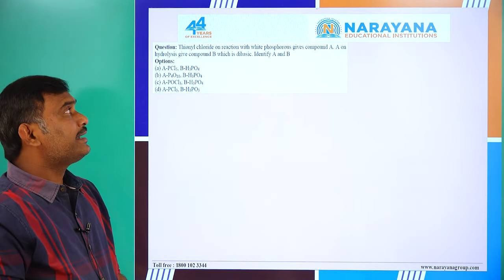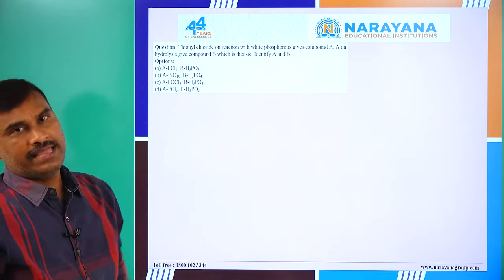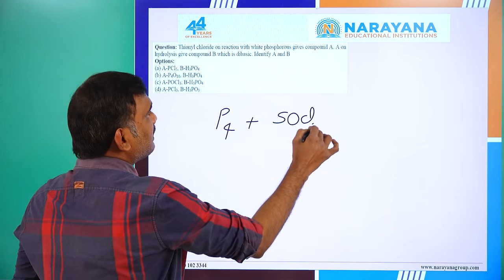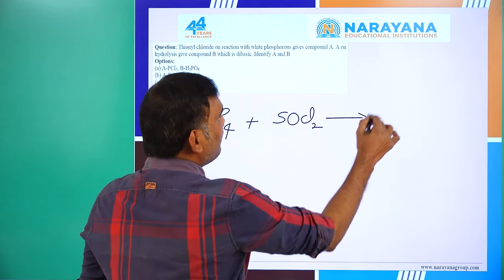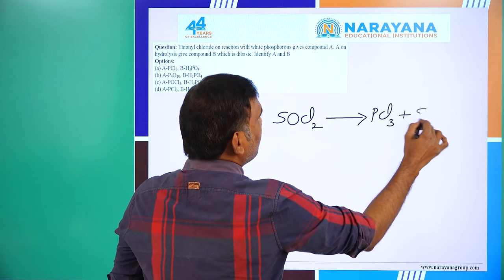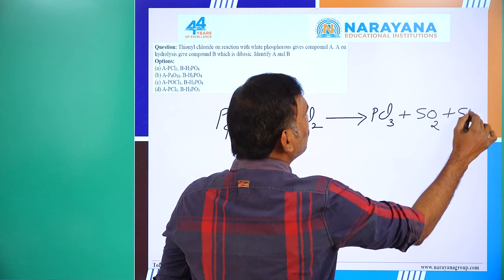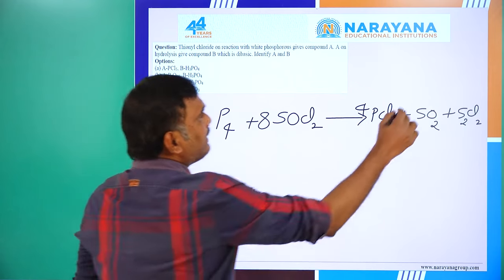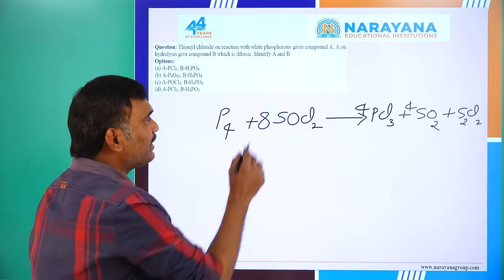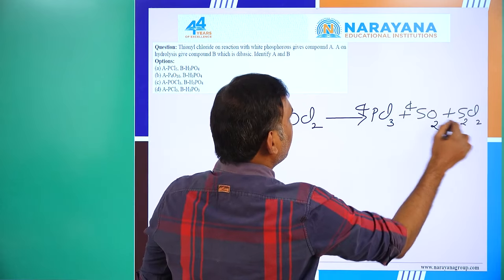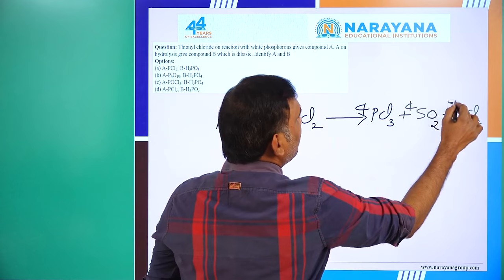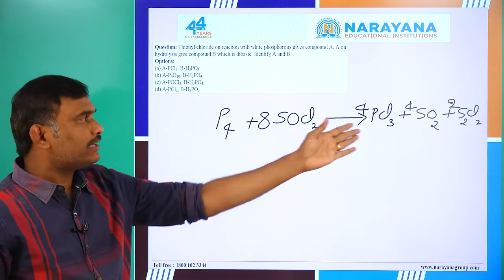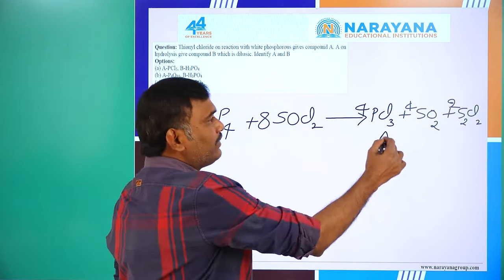Yes, thionyl chloride on reaction with white phosphorus gives a compound A. When white phosphorus reacts with thionyl chloride, SOCl2, it generally produces phosphorus trichloride plus SO2 plus S2Cl2 as the byproduct, students. Here is 4 phosphorus, and here 4 SOs are 8 oxygens, 8 SO2, and still 2 S2Cl2. 8 Ss are 16, 4 Ps are 12. So this is the balanced chemical equation. When white phosphorus reacts with thionyl chloride, the product A is phosphorus trichloride.